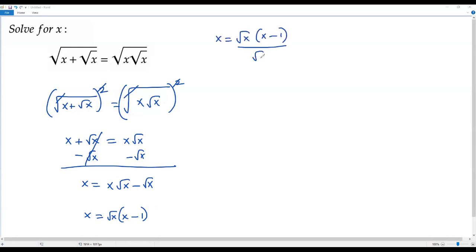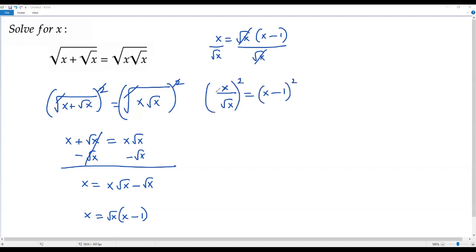Now I divide both sides of the equation by square root of x, so the square root of x cancels out. I am getting x over square root of x equals x minus 1. Still, the troubling part is the square root here. Until we have a square root here, we cannot solve this equation easily. So to get rid of the square root, I'm taking the square on both sides.